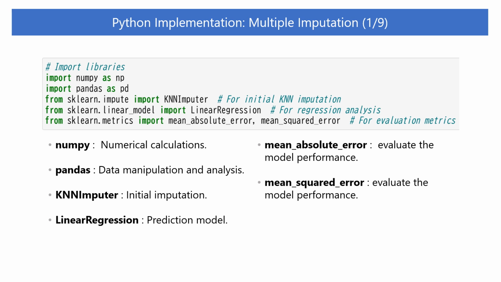MAE calculates the average of the absolute values of the differences between the predicted value and actual value. MSE calculates the average of the squared errors. The larger the error, the larger MAE and MSE will be, indicating the low prediction performance.